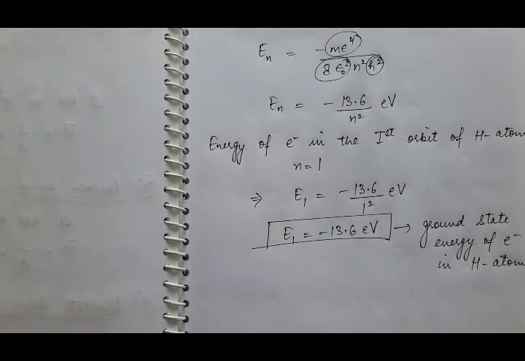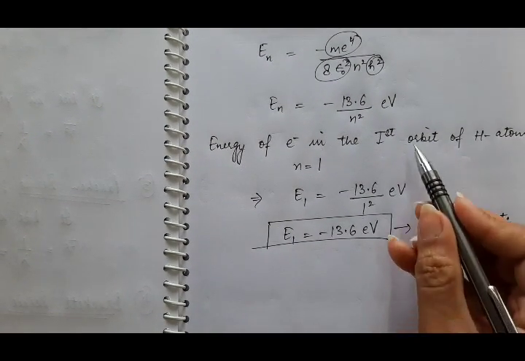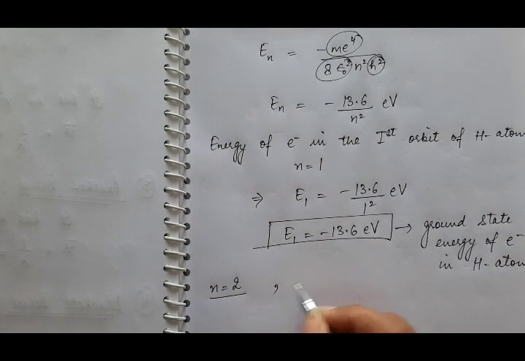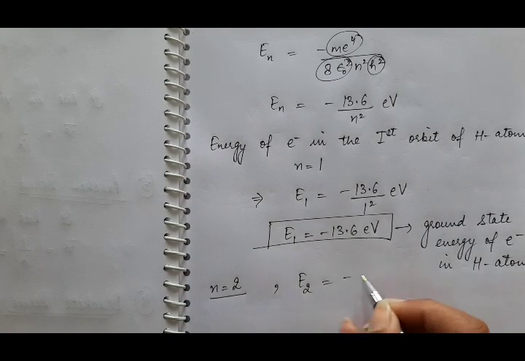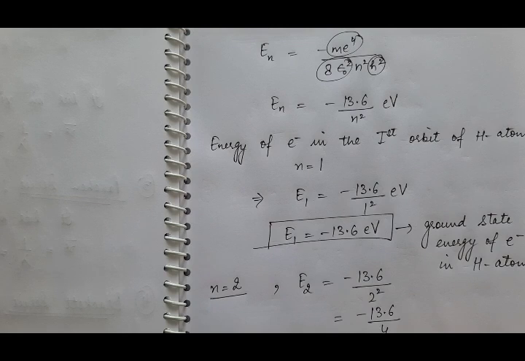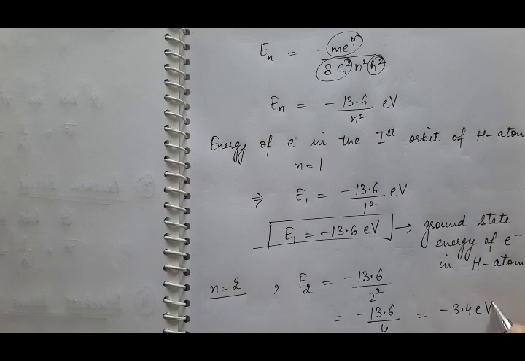Similarly, when this electron is present in the second orbit of hydrogen atom, corresponding to the second orbit, we will have N equal to 2. And what will be the energy of electron in the second orbit? It will be minus 13.6 by 2 square. After solving, it will be minus 13.6 by 4. Now solve this. It will be minus 3.4 electron volt.